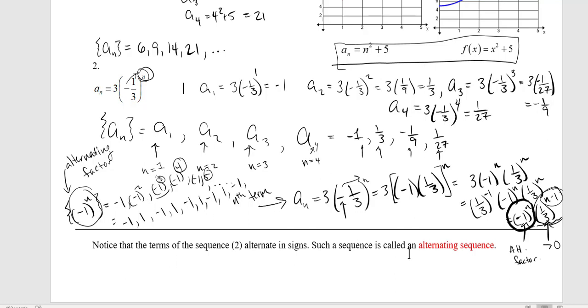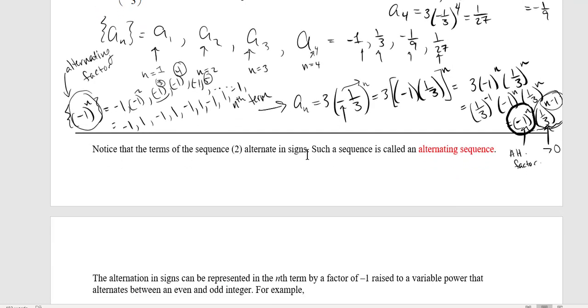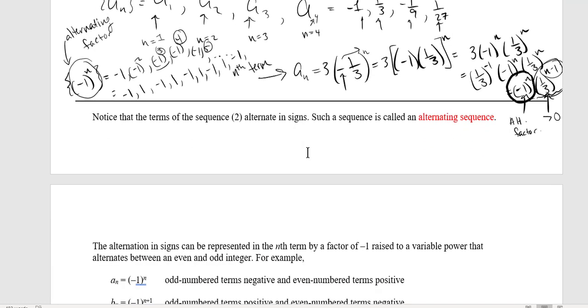Right? For such a reason, this is called an alternating sequence. I call this particular little factor inside of here, the negative 1 to the n factor, an alternating factor. I believe you'll hear that occasionally from other people as well.